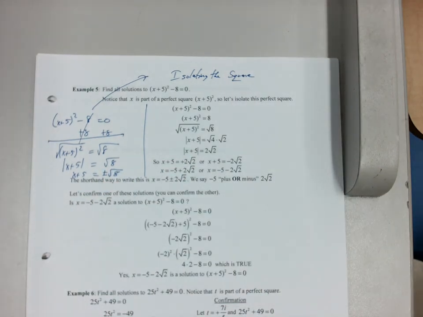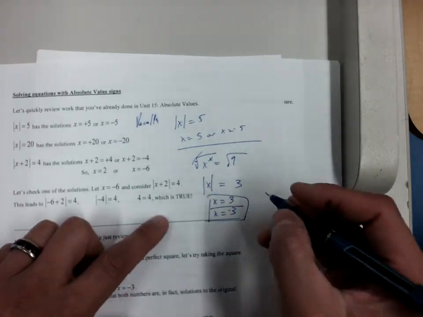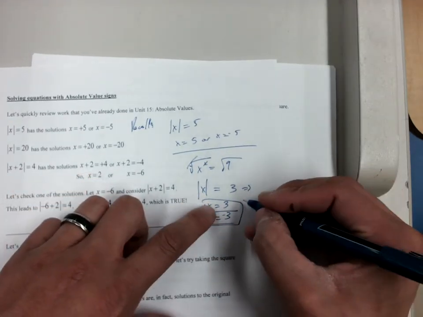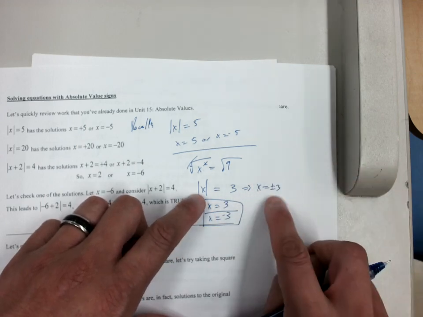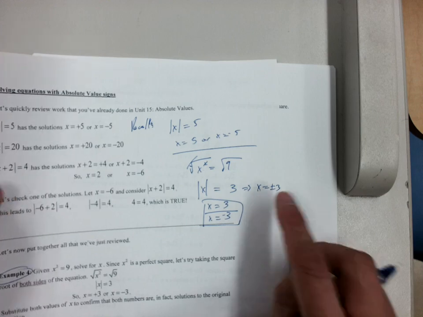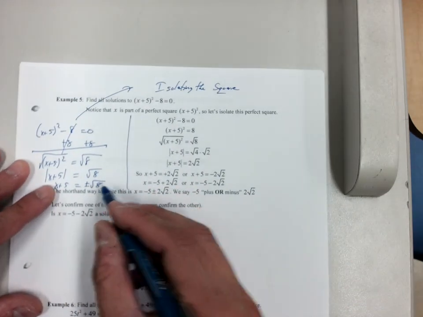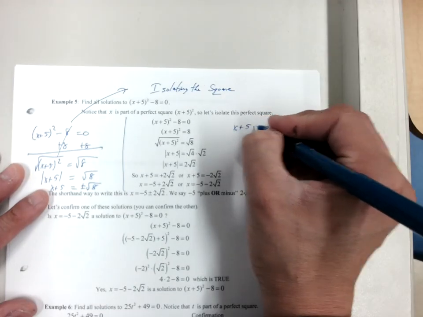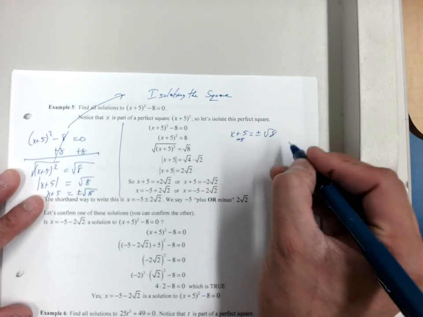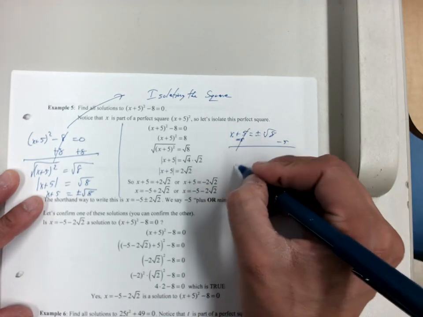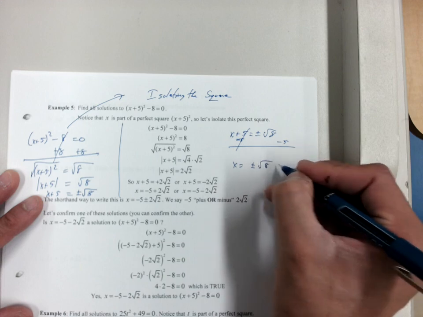This is exactly the same thing that we did over here. The only difference is I wrote it out differently. If I get rid of the absolute value, you put plus or minus 3. So when you drop the absolute value, you put plus or minus. Same thing we're doing here. And I'm going to move it over to this side. So I have x plus 5 equals plus or minus root 8. And then I subtract 5 from both sides. That's 0. So x equals plus or minus the square root of 8 minus 5.